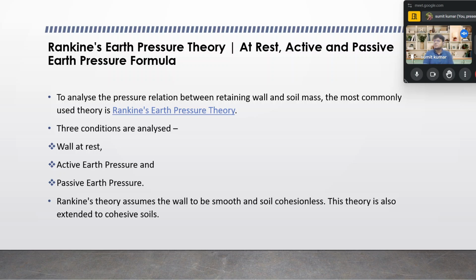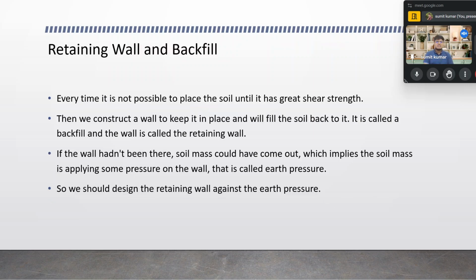First of all, we have understood the earth pressure theory in relation with the earth pressure at rest condition, when the wall is not moving toward the soil, nor is the soil moving away from the wall. The soil and the wall remain at their own position without disturbance. That is the condition when we say the wall is at rest. Similarly, we went across the active earth pressure and the passive earth pressure. So these are the main three things.